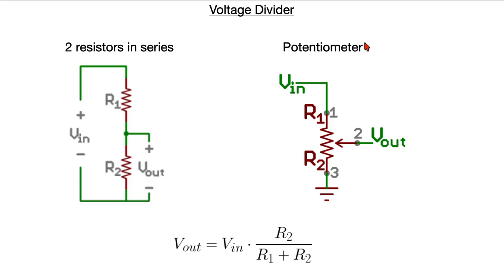A potentiometer is the exact same idea, except instead of having 2 resistors, there's 1 resistor with a wiper that can move back and forth across the windings. And depending on where you position the wiper, you can get a variable output voltage.